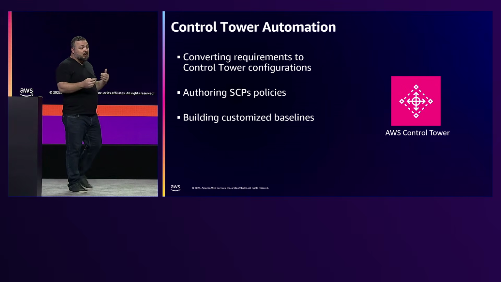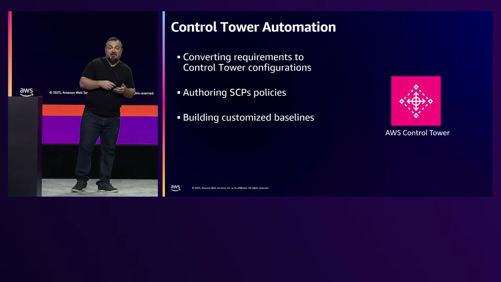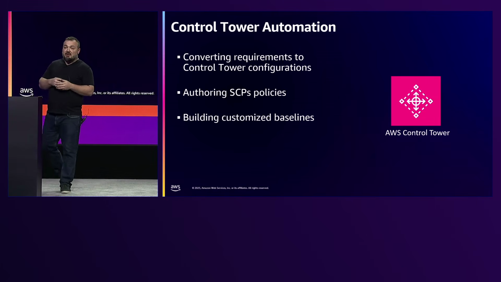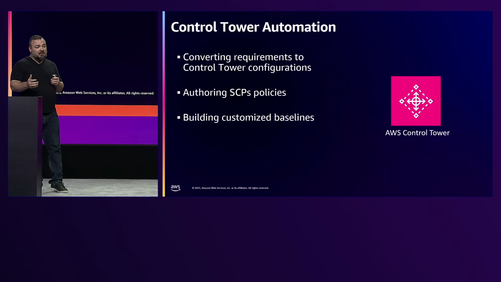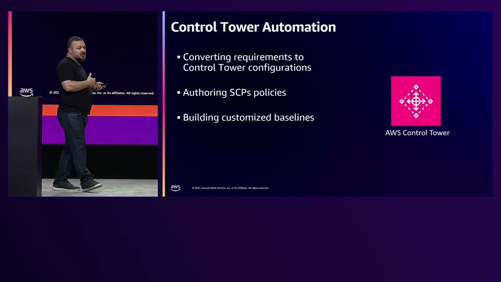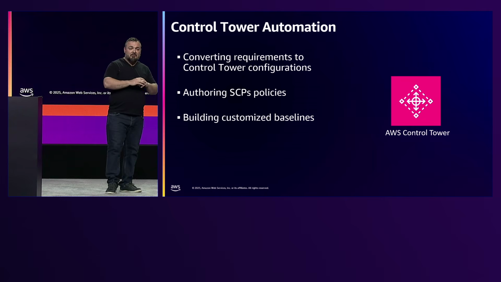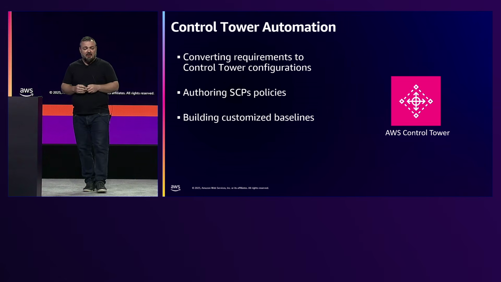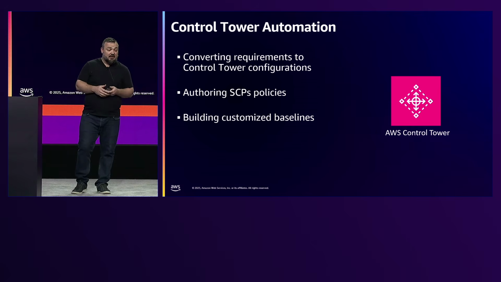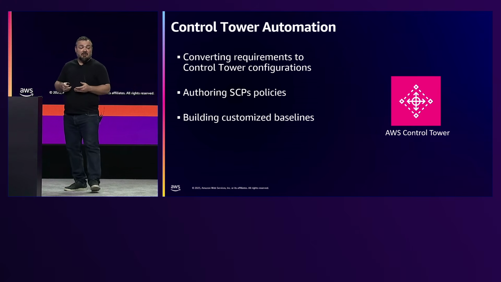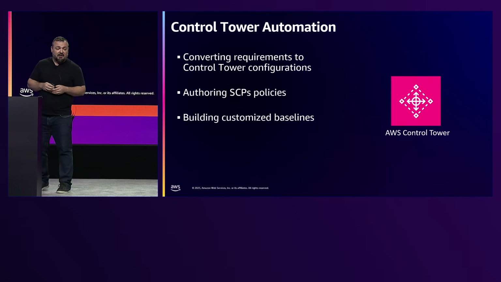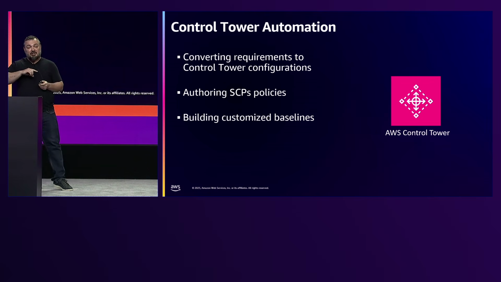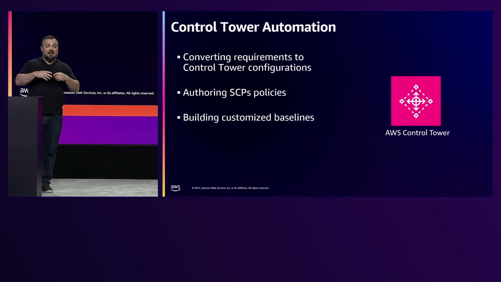So some of the things you could use the CLI for in Control Tower is really the automation of your baselines, right? Control Tower has something called Account Factory. Under the hood, it's Service Catalog, talking to CloudFormation, but it's a way for you to customize an account. So not just create the account, but go ahead and customize a baseline, have that secure baseline for your organization. You could also use the CLI to help you author SCP policies, or converting requirements into specific Control Tower configurations. So this is what the first demo will be about: how do we use Q CLI and generative AI to accelerate the baselining of accounts.